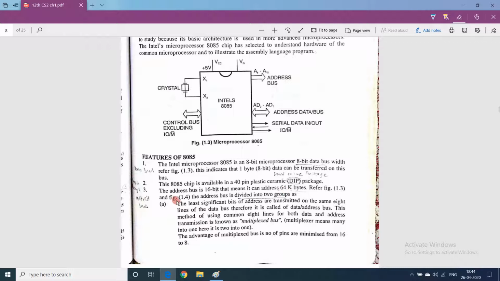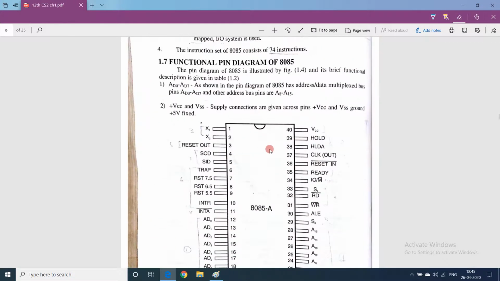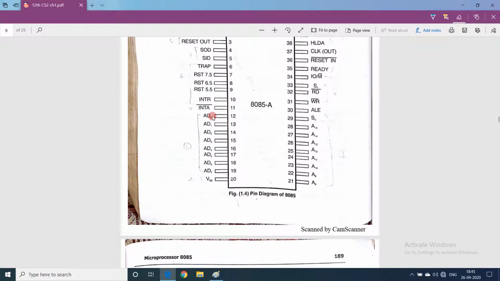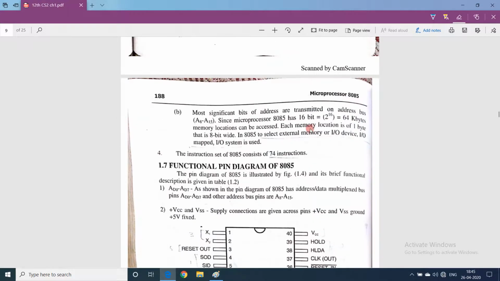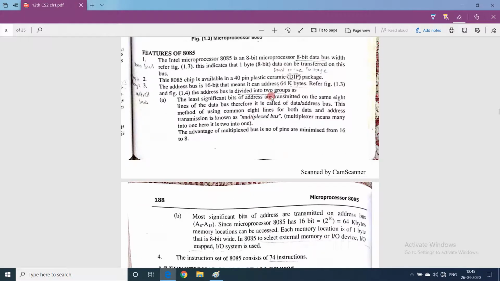Okay. In figure 1.3 and figure 1.4, the address bus is divided into two groups. See, in figure 1.3, the address bus is divided into two groups, AD0 to AD7 and then A8 to A15. Even if you see in figure 1.4, AD0 to AD7, A8 to A15. So the address bus is divided into two groups.